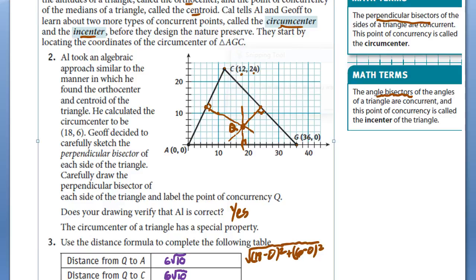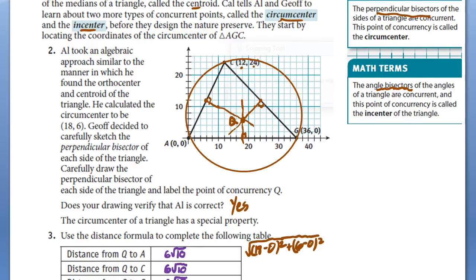Let's do that. Here you see that circle drawn in brown. The center of the circle is point Q, and its radius is just enough to reach to all 3 vertices. This circumscribes, or is drawn around the polygon. And that is the reason why this point is called the circumcenter, the center of the circumscribed circle.